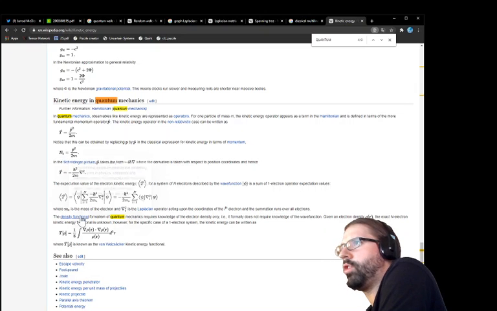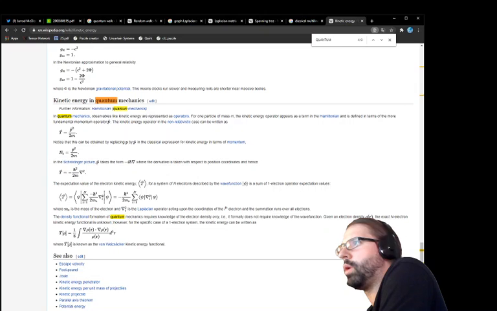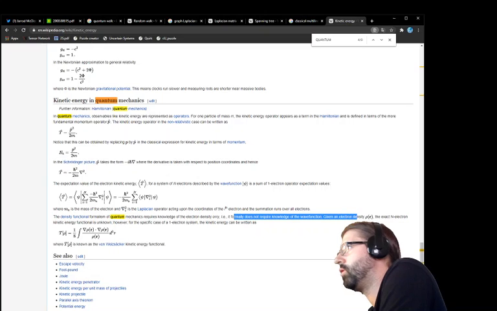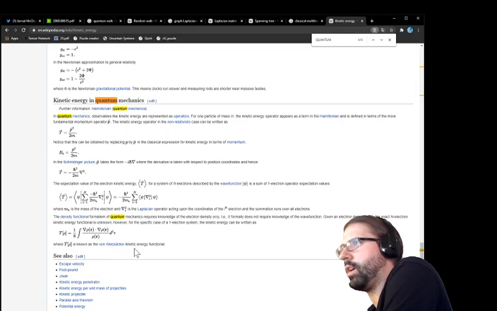The density functional formalism of quantum mechanics requires knowledge of the electron density only. It formally does not require knowledge of the wave function. Given an electron density, the exact n-electron kinetic energy functional is known. However, for the specific case of one electron system, the kinetic energy can be written as, where this is known as the von Weizsäcker kinetic energy functional. What is a functional? I've read this somewhere.